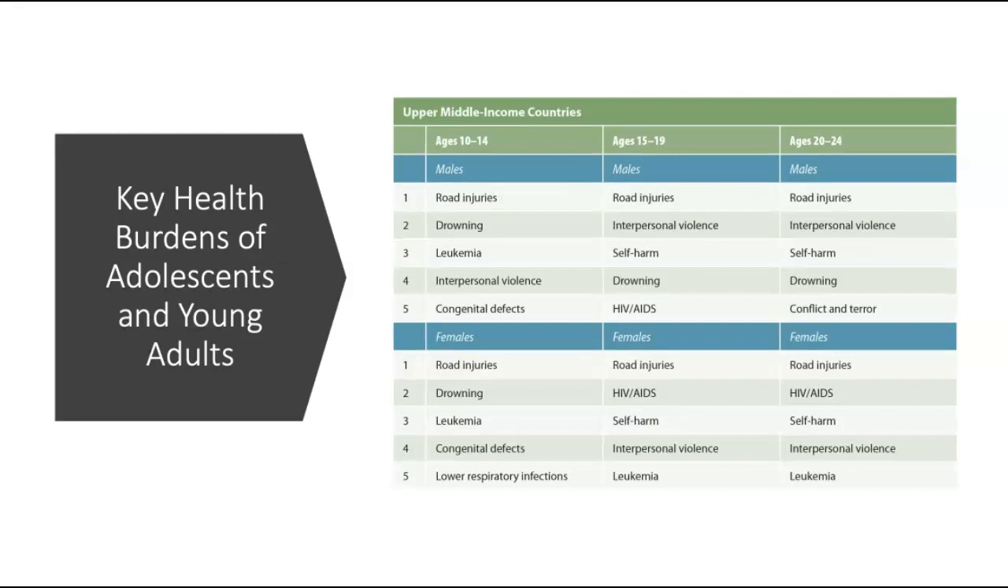As you move into upper middle income countries, again, you start to move away from those communicable diseases. Now, road injuries are the most prevalent, then interpersonal violence and drowning. You start to see the development of leukemia and some non-communicable diseases, so cancer and congenital defects. For females, again, road injuries are number one, then HIV/AIDS, relating to sexually transmitted infections. Self-harm is there, interpersonal violence, and leukemia, so childhood and adolescent cancers.